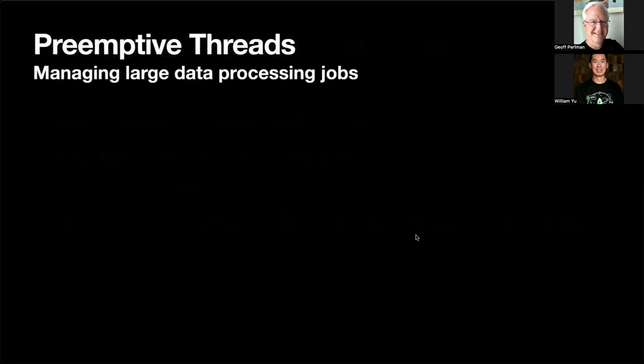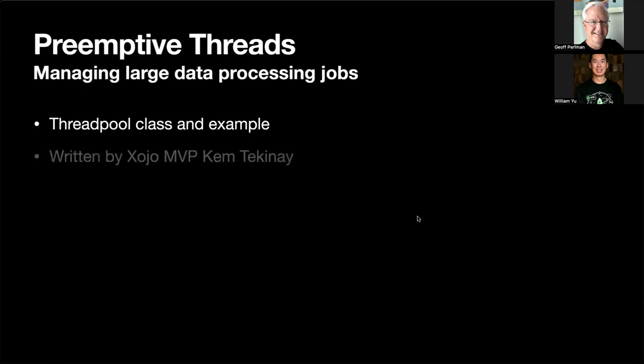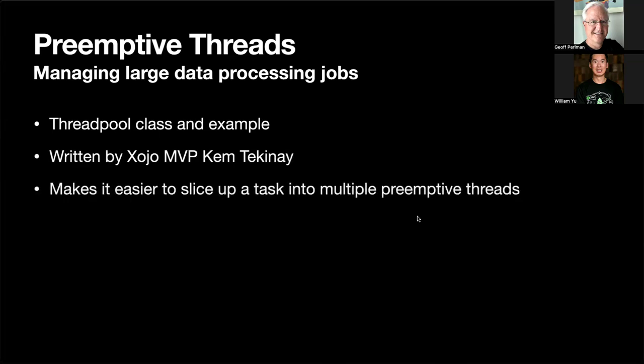All right. Managing large data processing jobs. We have an example project that has a class in it called Threadpool. You can find it in the examples by searching for Threadpool. Threadpool was written by Xojo MVP Kem Tekene. Basically, it makes it easier to slice up a task into multiple preemptive threads. It manages all those threads for you, and saves you from writing a whole bunch of complicated code that you would otherwise have to write.